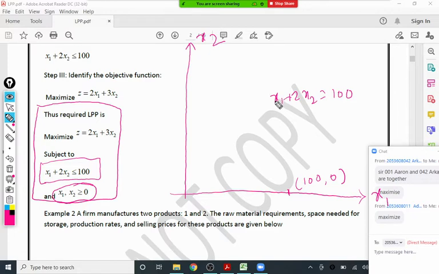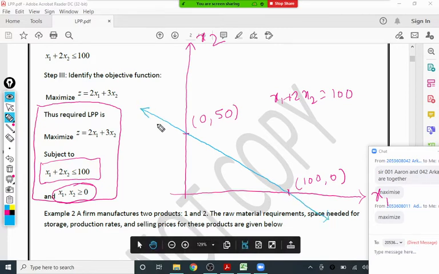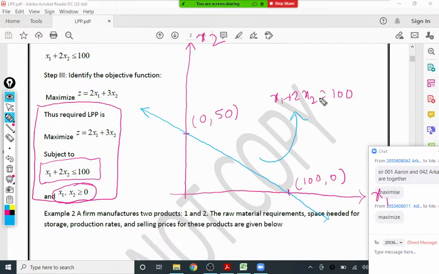Sorry, x1 is 0 now, so x2 becomes 50. So suppose this is my point, 0 comma 50, where x1 is 0 and x2 is 50. And now we have a line, x1 plus 2x2, and we got this line. So this is the line here, x1 plus 2x2 equal to 100. That straight line we drew.